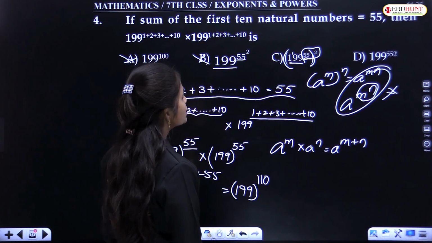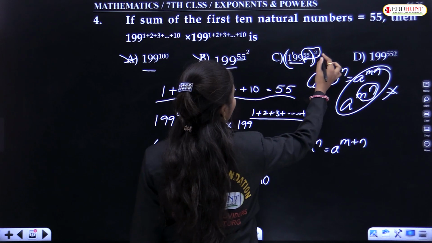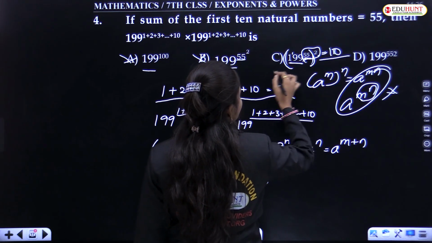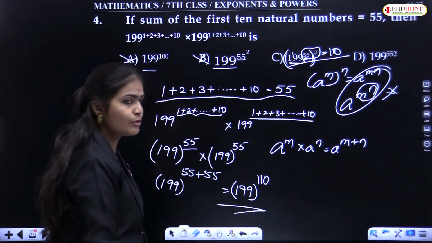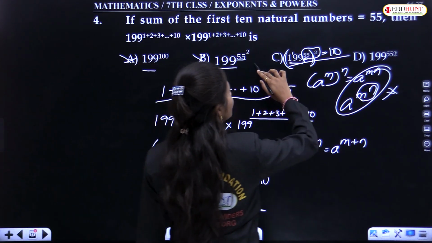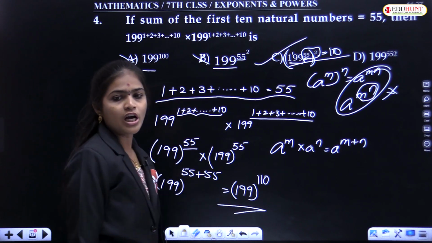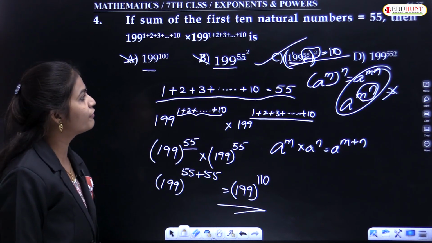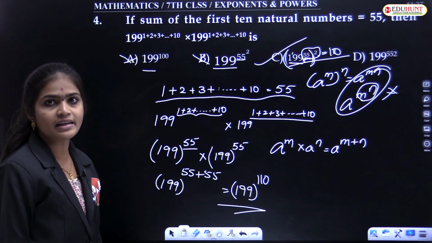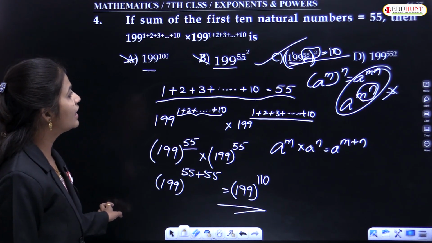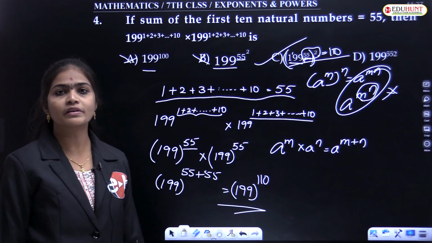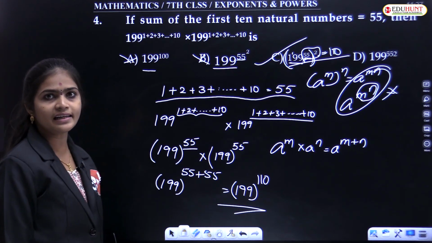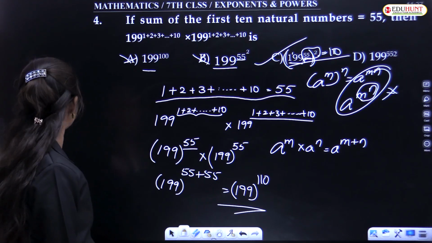So that's why 55 into 2 is equal to 110, so 199 power 110. Our answer is also the same. So that's why option C is correct. Option D is 199 power 552, so that is wrong. So 199 power 55 whole square is the correct answer. Okay, let us see the next question.